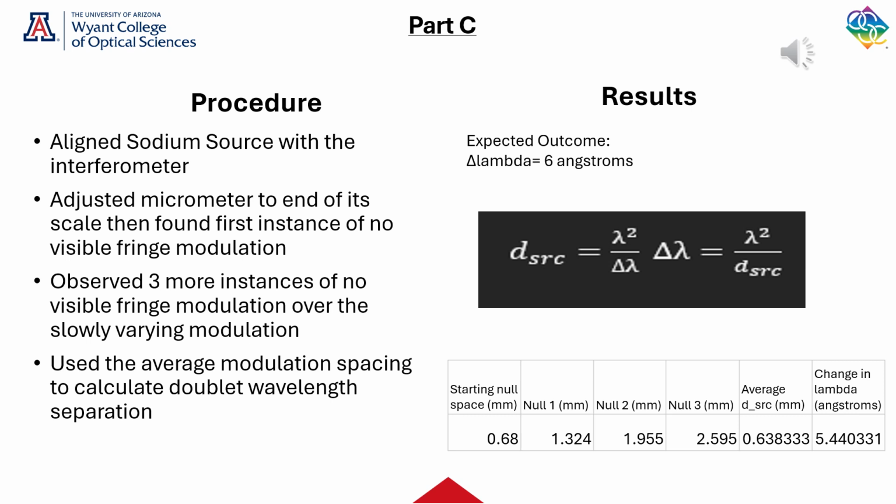Ultimately, we found the difference to be 5.4 angstroms, which is very close to the actual separation of 6 angstroms.